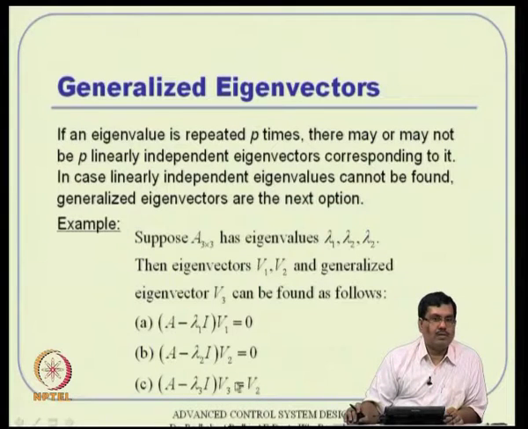That way you will compute V 1, V 2, V 3, V 4. Part of them will be real eigenvectors and part of them will be generalized eigenvectors. And this eigenvalue, eigenvector set is very useful in matrix transformations, especially similarity transformation. You will see that in the next class.